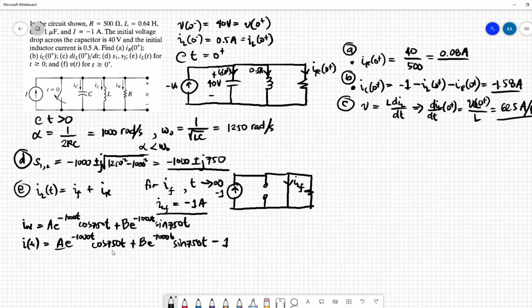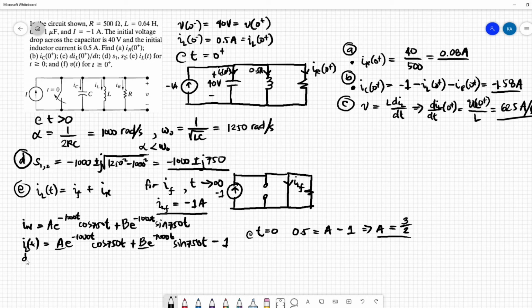Solving for the coefficients A and B. At t equals 0, IL of 0 is equivalent to 0.5, equal to A, since e to the 0 is 1, cosine of 0 is 1, sine of 0 is 0, plus 0 minus 1. So A is equal to 3 over 2.